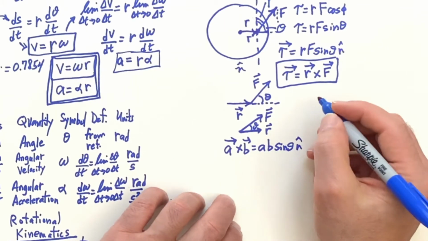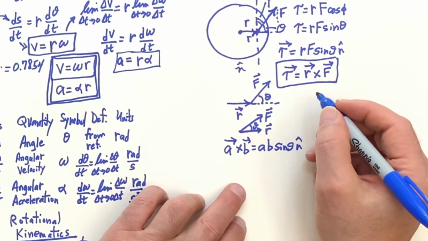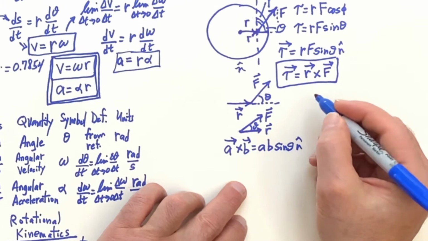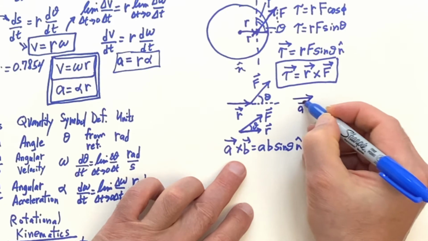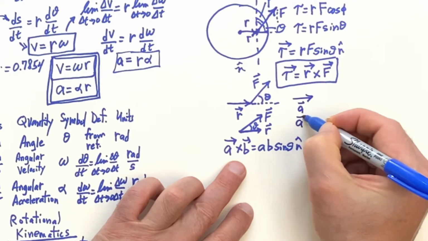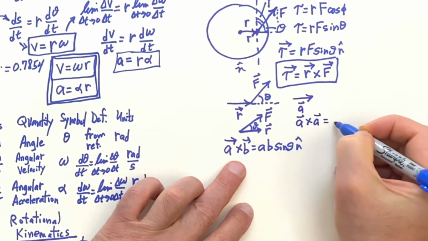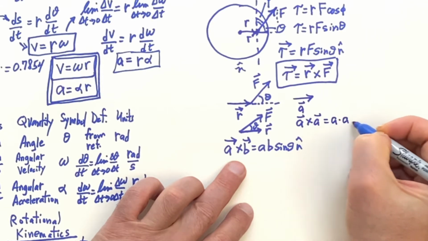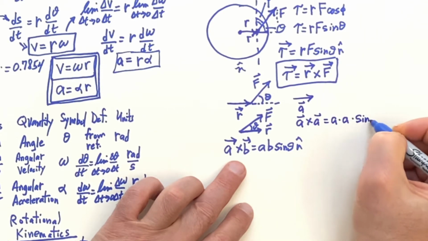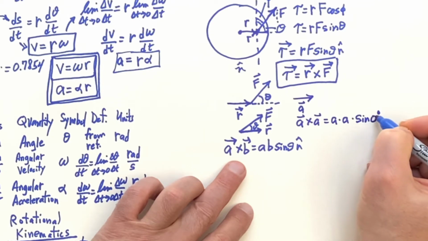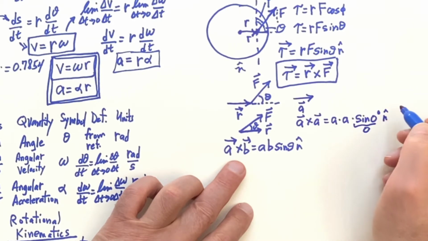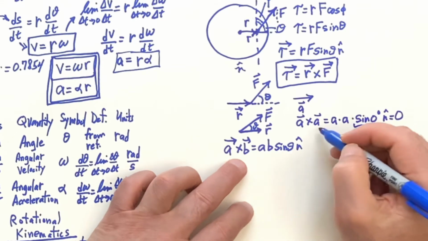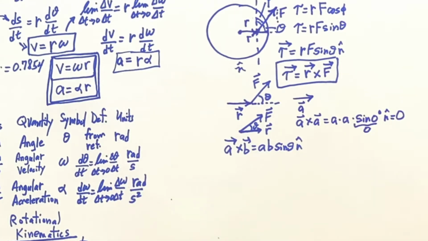So then here, we can note something cool: if you have a vector A and you want to cross it with itself, you would have A times the sine of 0, since it's 0 degrees. And the sine of 0 is 0, and you would have some kind of unit vector there, and therefore this is 0. So a vector crossed with itself is 0.